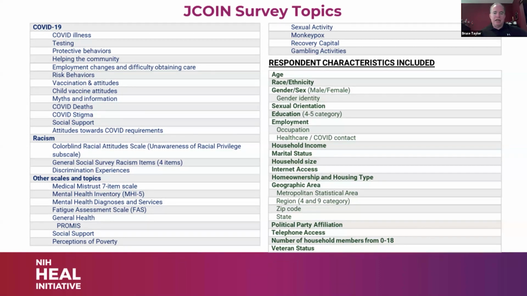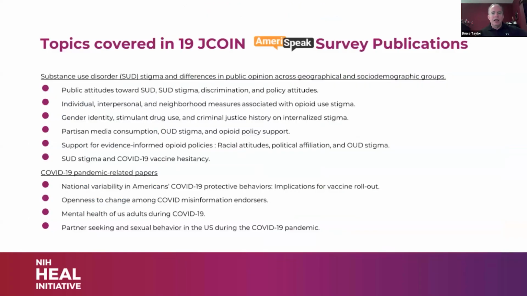If we can go to the next slide, please. So some of the topics we've covered up to now, I think on 21 papers, include a series of papers on substance use disorders and looking at stigma and differences in public opinion across various geographical and socio-demographic groups.